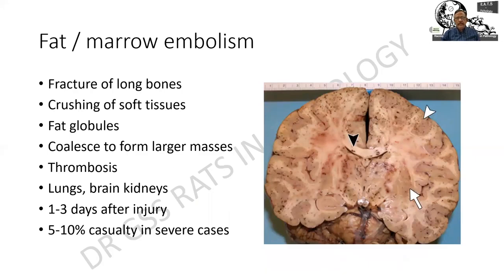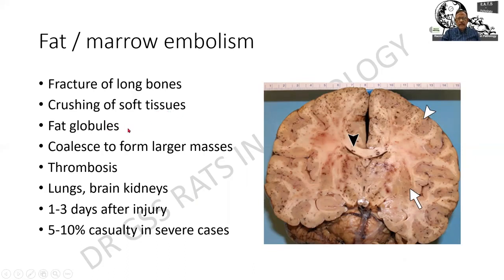The next type of embolism will be the fat embolism, otherwise called as marrow embolism. This can occur in fracture of the long bones. As we all know, the bones contain 50 to 60% of fat according to the age. And whenever there is a fracture of the long bones, the fat is released, leading to obstruction. Also, when there is any crush injury of the soft tissues, you find the fat can be released.